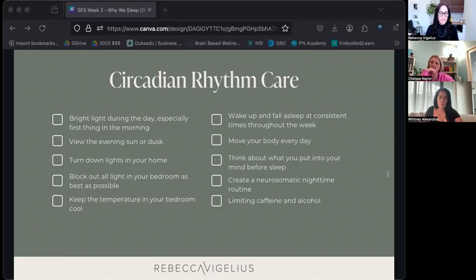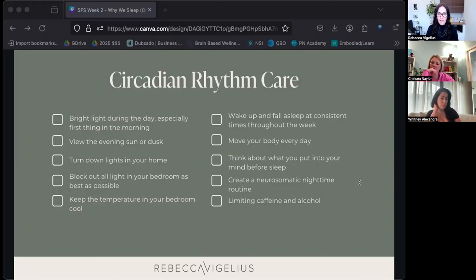Okay. If it's not possible for you to do that, we can do things like using a light box in the morning. Sometimes when it's darker in the morning, that can be a challenge if we've got to get out of the house into the office or whatever the case may be. So we can use a light box. If we can't have access to daytime light, we can also use those blue blocking glasses at night, right? Okay, what else? We can view evening sun. Same type of thing, same type of effect. We're essentially teaching our body through the light that it's time to slow down. It's time to get ready for bed.